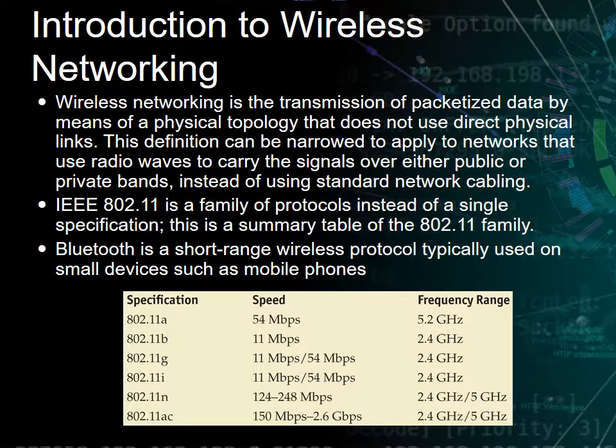Now, wireless networking is the transmission of packetized data by means of a physical topology that does not use direct physical links. So more specifically for us, when we're talking wireless, we're talking about using radio waves to carry the signal, either over public or private frequencies or bands. Then when we talk about Bluetooth, we're talking about a short-range wireless protocol, typically used on small devices such as mobile phones to create what's called a personal area network. And we'll go into that in a little bit.